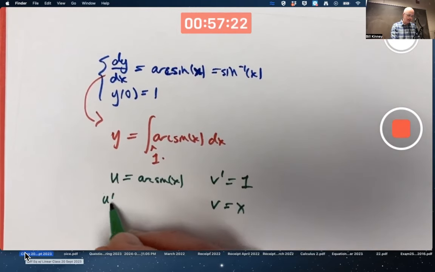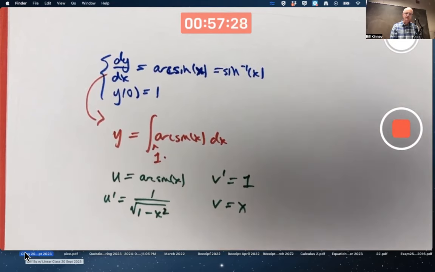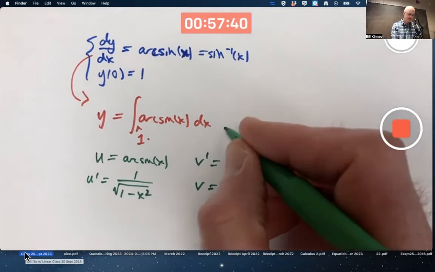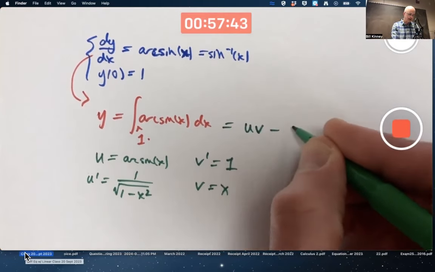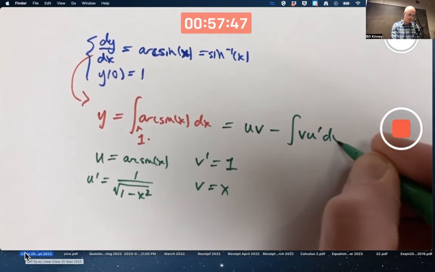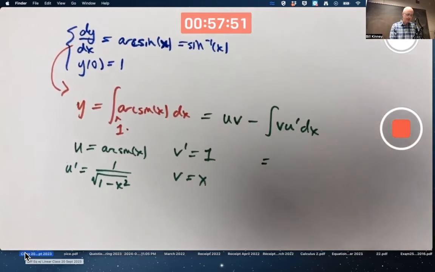U prime is, well, is this simpler or not? It depends on your definition of simpler. It doesn't involve any trig functions or inverse trig functions anymore, but it does involve a square root now. It's okay, it can be done. Write down the integration by parts formula. Get it in your head by writing it down every time.